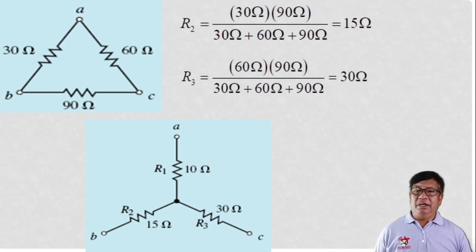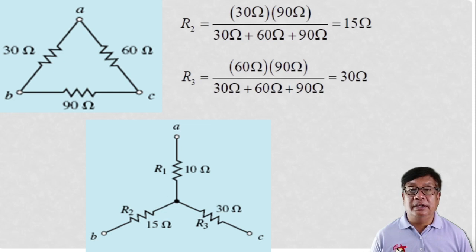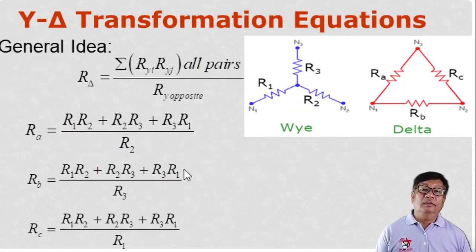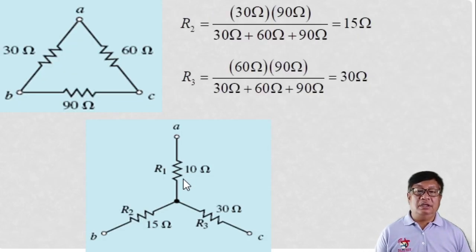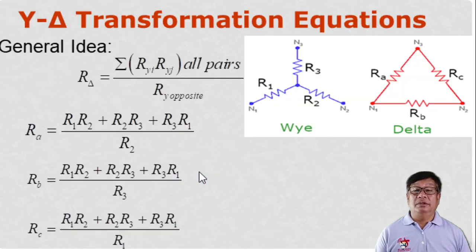So for R sub 3, where is R sub 3? Over here on the other side, the right side. So your R sub 3 is simply equal to the product of the adjacent sides. So we have 90 and 60 ohms, and then divide by the sum of these three, 90 plus 60 plus 30 ohms. So more or less your R sub 3 is equal to 30 amperes. Sorry, 30 ohms. It is equal to 30 ohms.